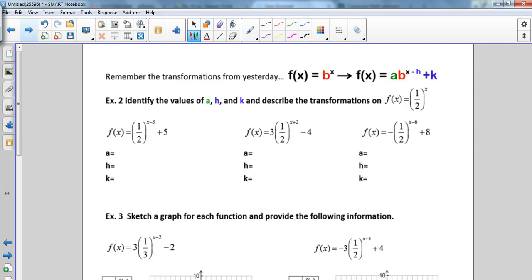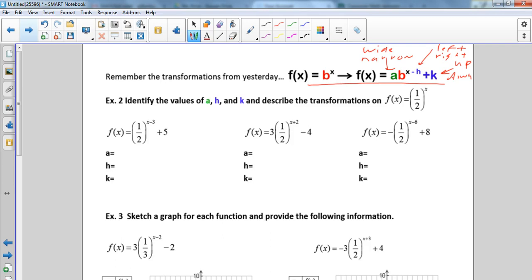Okay, this is the same thing from 4.1, our transformations. Think about what A, H, and K do. Okay, this A changes how wide or narrow it is, how fast it climbs. This is going to move it left or right, and this is going to move it up or down. If you want to fill that in to remind yourself, get used to thinking about what these do. So A makes it wider or narrower, H left or right, and K up or down.